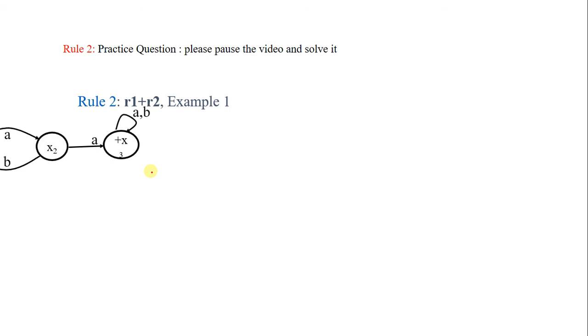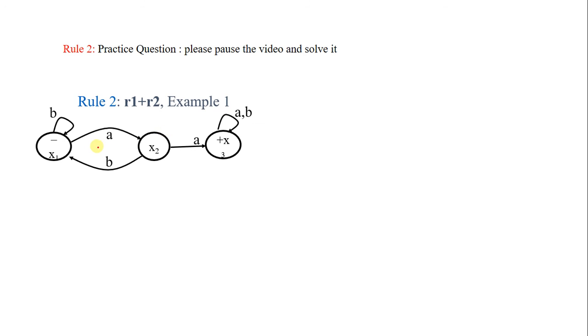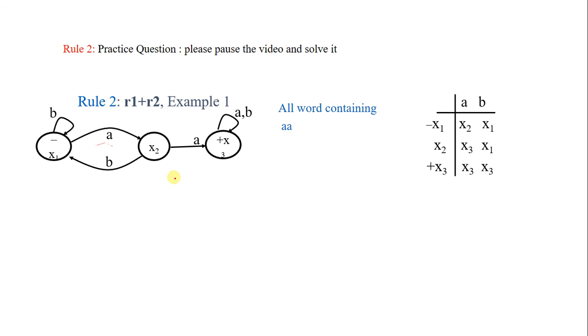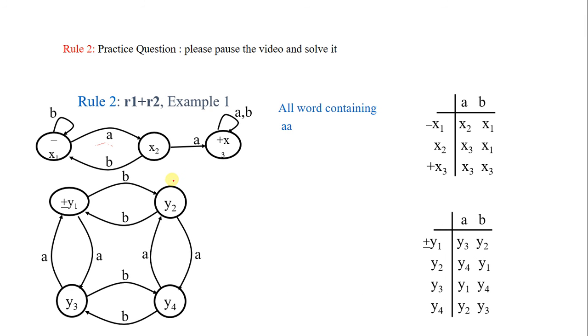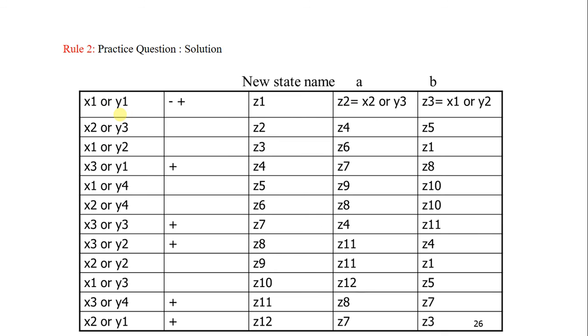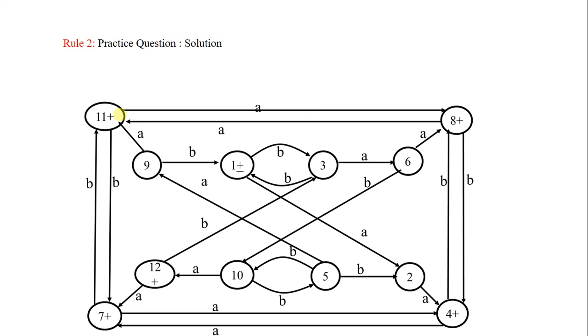This is the first FA that accepts any string with double A, and this is another FA that accepts any string with an even number of A's and an even number of B's. You have to draw an FA that is the sum of these two FAs. You will do the same thing: draw a table, then from that table draw the FA. Please pause the video here and solve it on your own, and then match your answer with this one. This must be the table, and this must be the resulting FA.